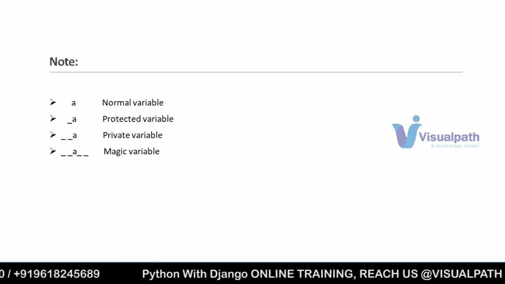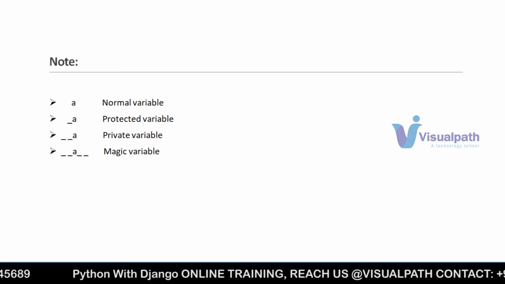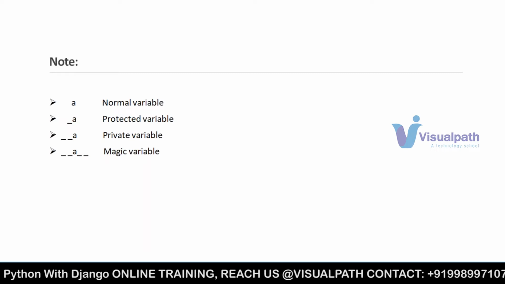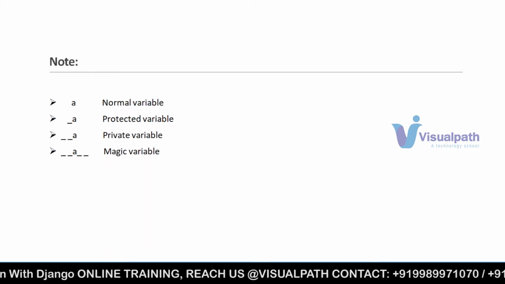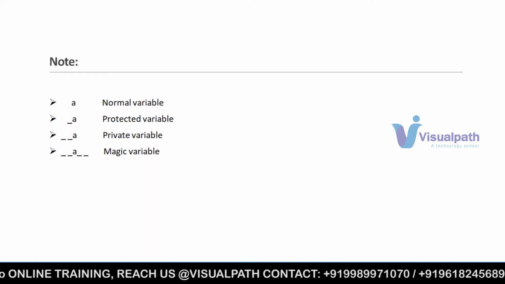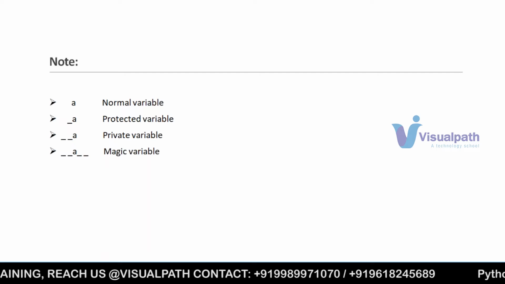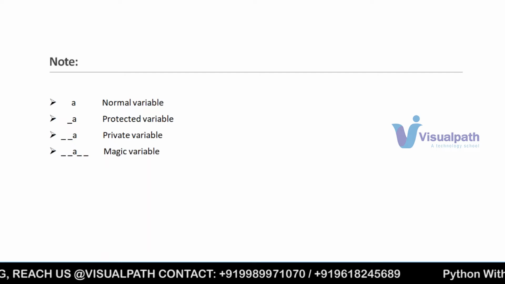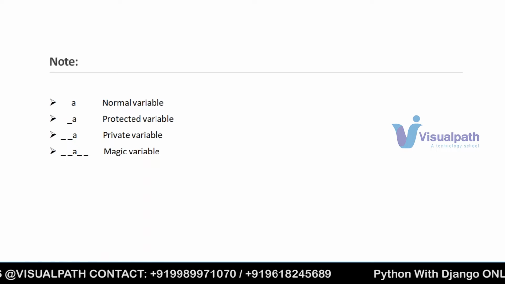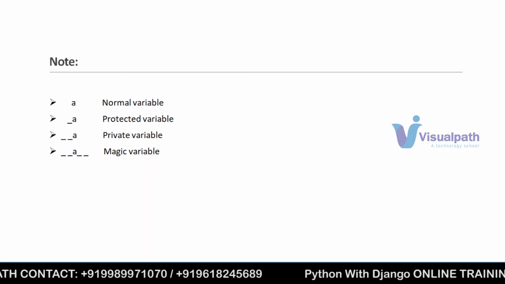Even though special characters are allowed, whenever we are starting our variable name with a special character, which is an underscore, it conveys some special meaning. If we are starting our variable with a single underscore, we call it a protected variable. If we are starting our variable with two underscores, we call it a private variable. And if it starts with two underscores and ends with two underscores, we call it a magic variable.